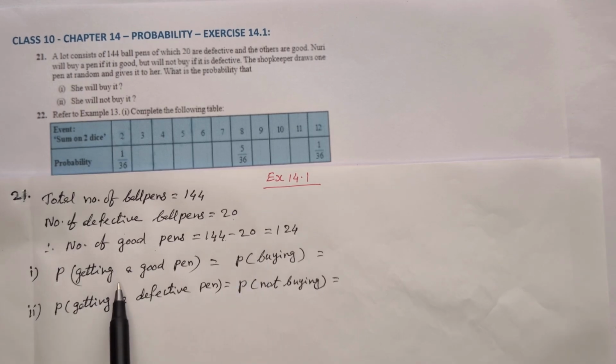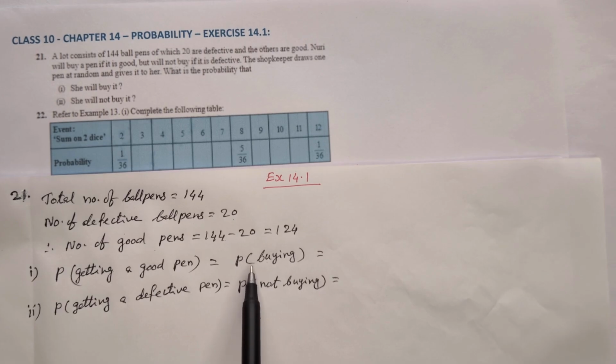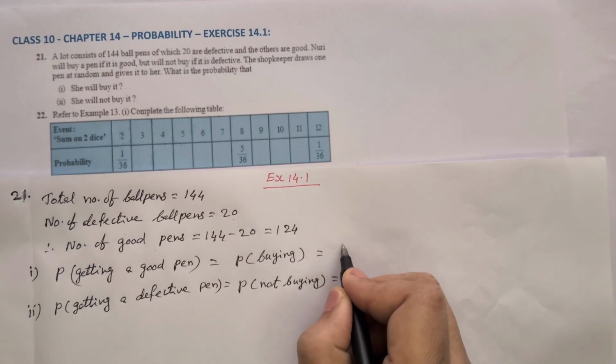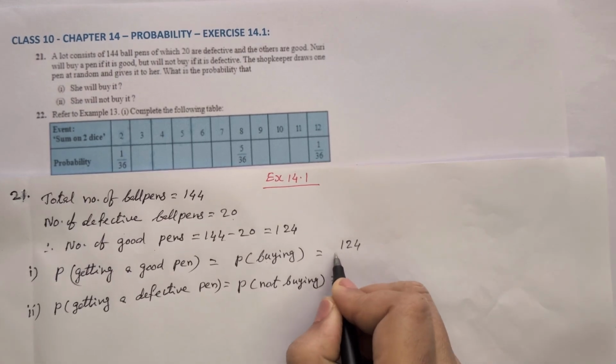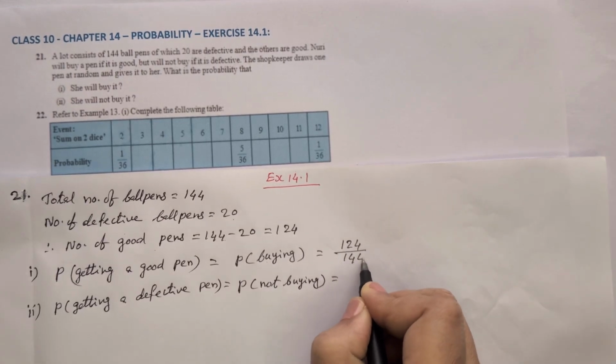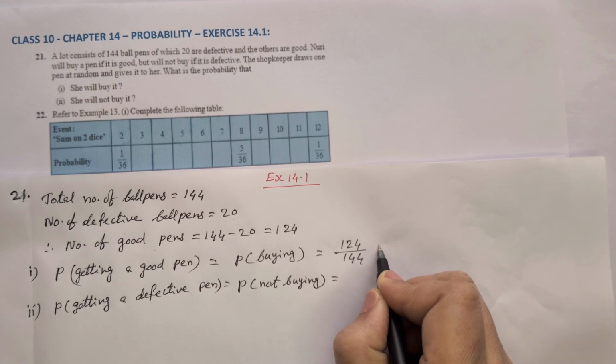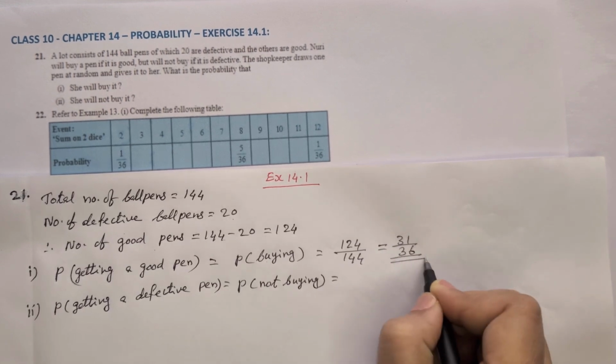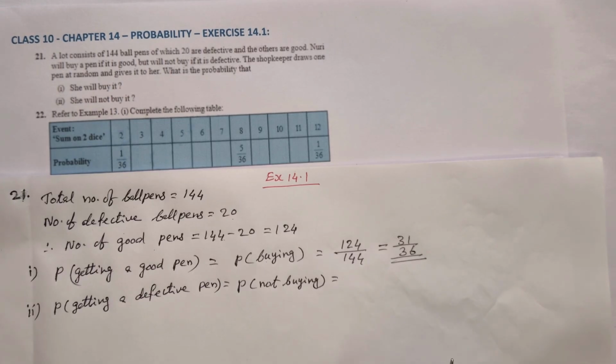So we can write the probability of getting a good pen is equal to the probability of buying, or the chance to buy the pen. Here total 144 pens are there, good ones 124. So we can write good ones 124 by the total 144, which is equal to 31 by 36. That is the probability to buy a pen.